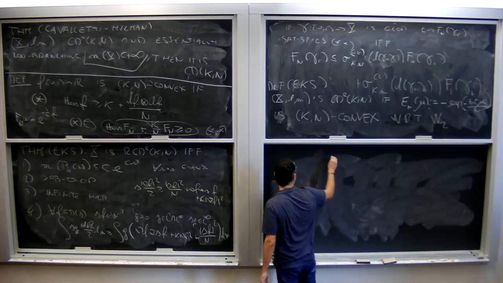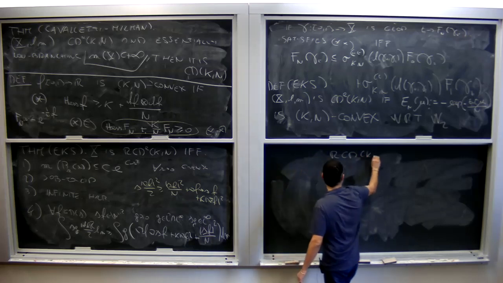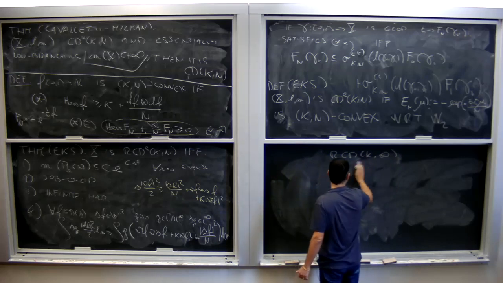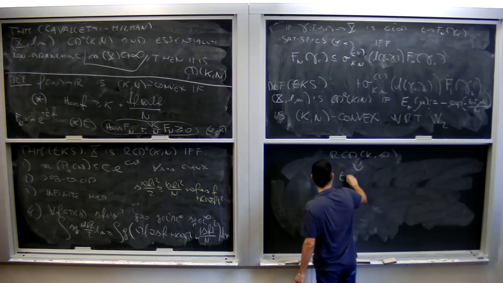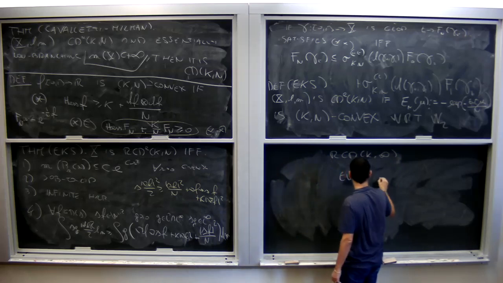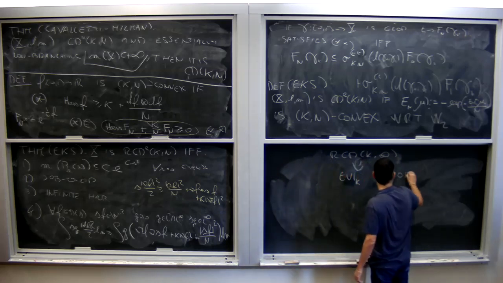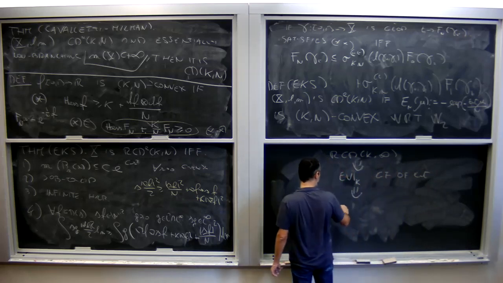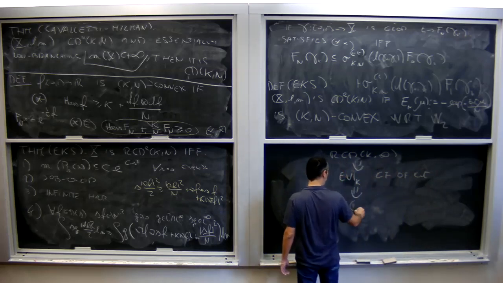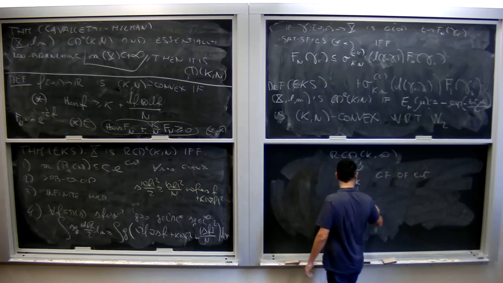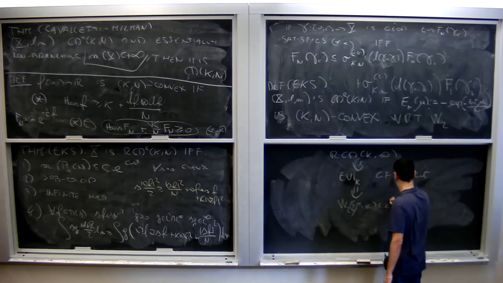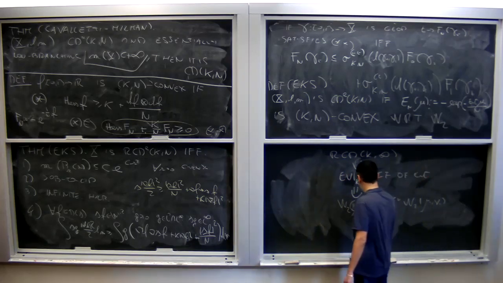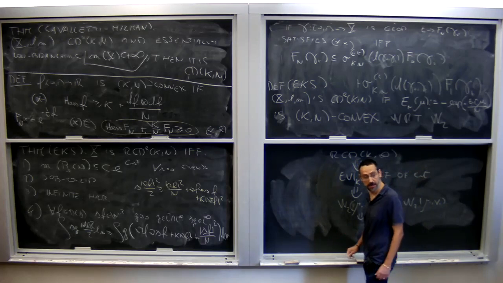So RCD(K,infinity) implies an EVI_K condition for the gradient flow of the entropy. This implies, among other things, the W2 contractivity of the heat flow. And this implies by duality a Bakry-Émery estimate.